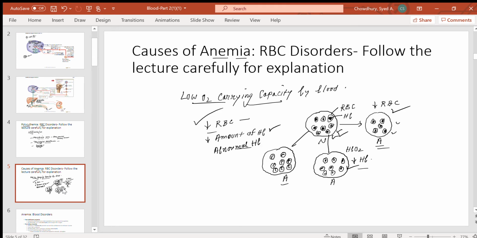Abnormal hemoglobin content anemia. Okay, so these are the main causes of the anemia. Okay, so if you only count the number of the red blood cells and see the number is normal, you cannot say this blood is not anemic, because you have to also see the amount of hemoglobin and the shape and function of the hemoglobin, if it is normal or abnormal. You have to see all these three things to make sure if the person is not anemic.